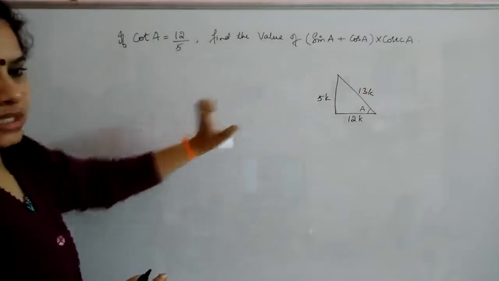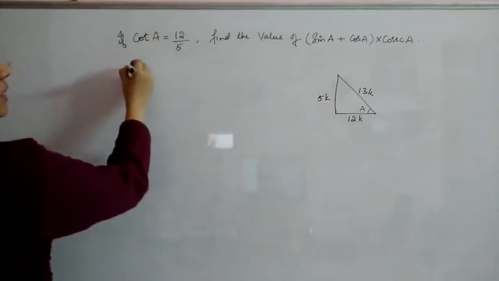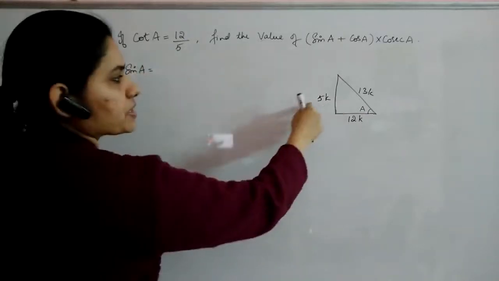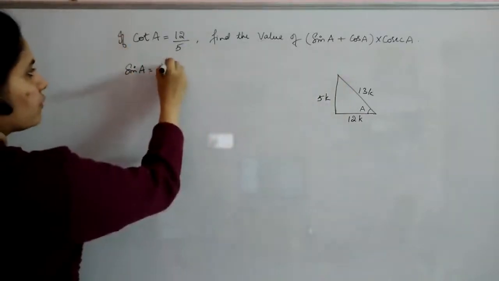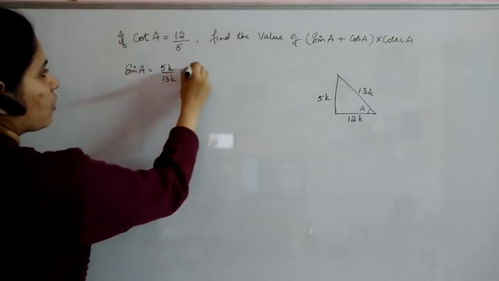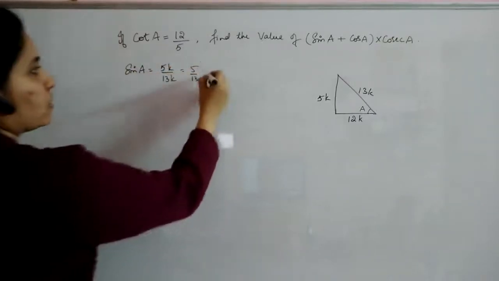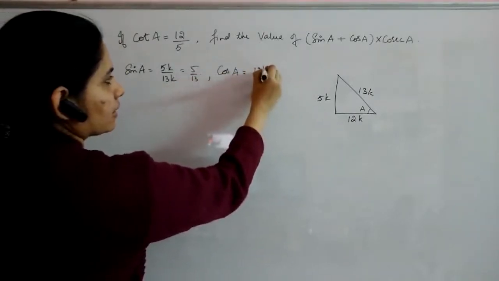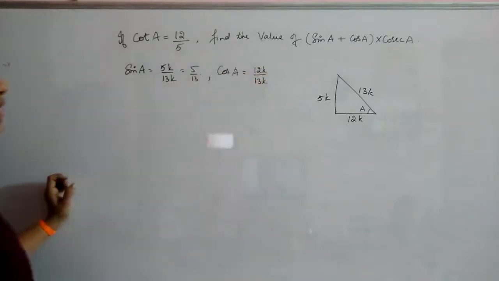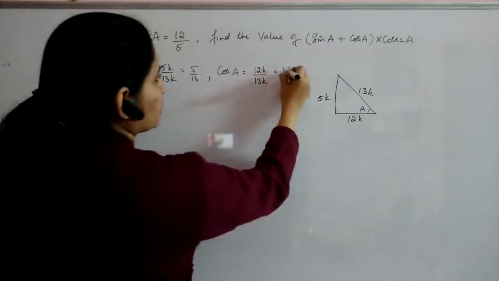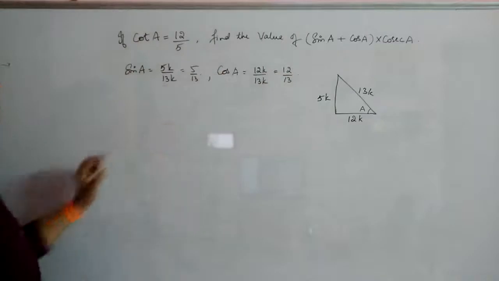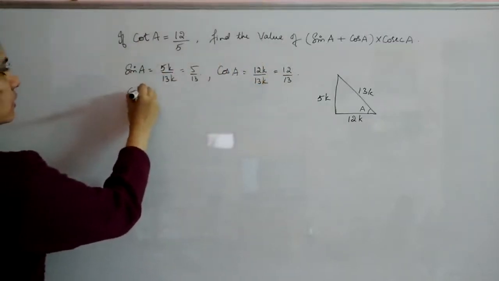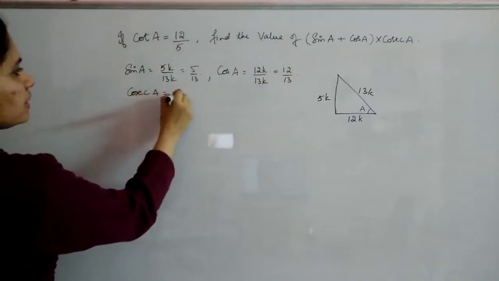But you have to write it as 13k, so that now we can find out what is sin A. Sin A is opposite side by hypotenuse. So you will get 5k by 13k or 5 by 13. Now, what is cos A? Cos A is adjacent side by hypotenuse. So it is 12k by 13k or 12 by 13. Now, what about the other thing? You need cosec also. Cosec will be the reciprocal of sine. So cosec A is 13 by 5.